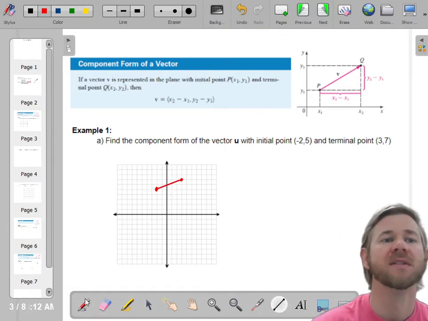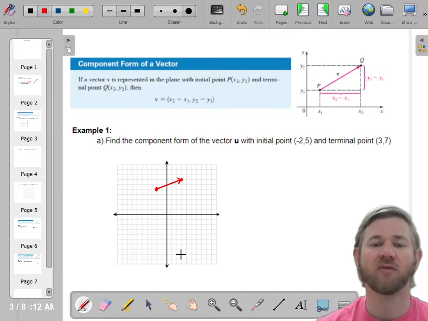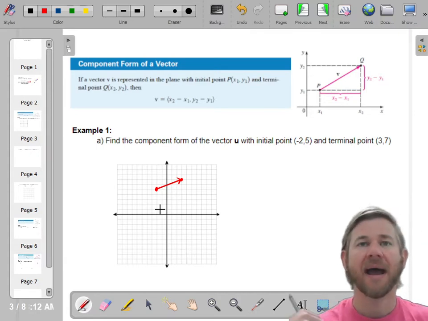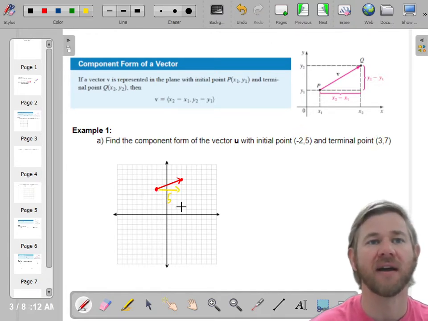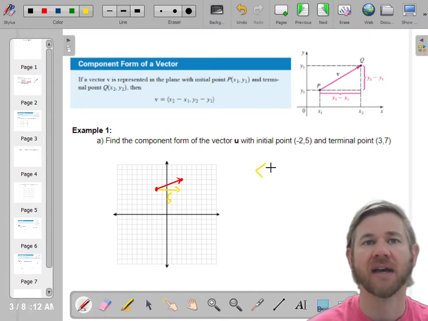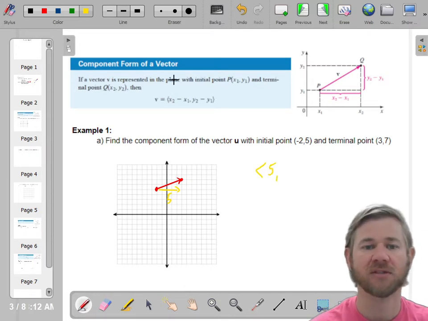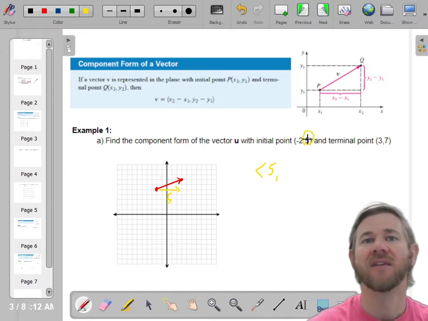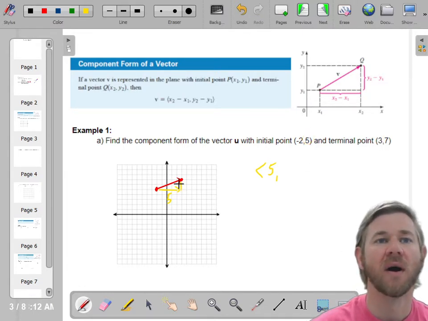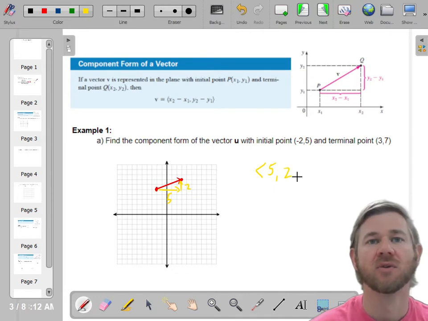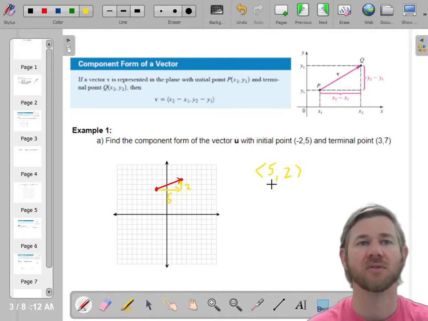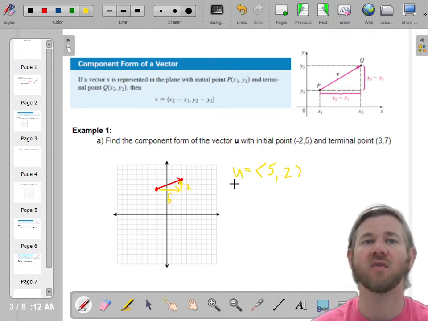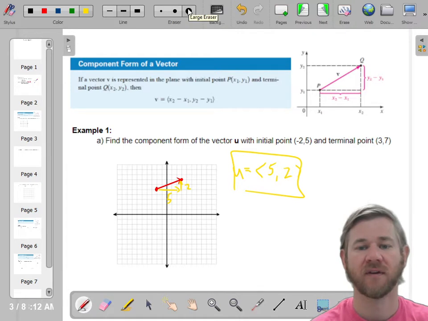And I want to know what is the component form of the vector. Component form just describes which way you go. How far left or right do you need to go? If you're at -2 and you want to move to +3, you need to go to the right 5. So our component form will say 5 for the x component. That means go right 5. And then if you're at 5 and you need to go up to 7, you need to go up 2. So we'll say 2 for the y component. The x component means go right 5. The y component means go up 2. So <5, 2> will be the component form of vector u.